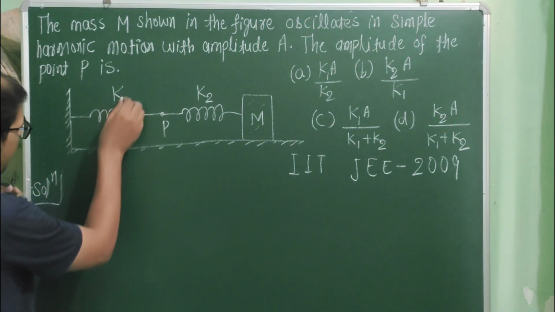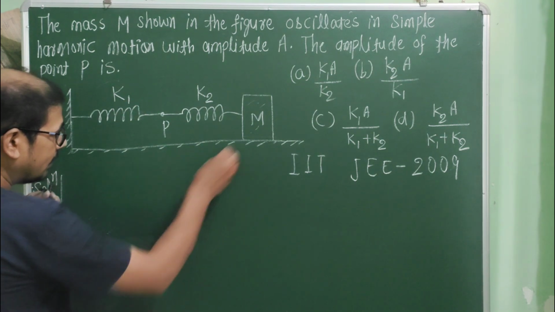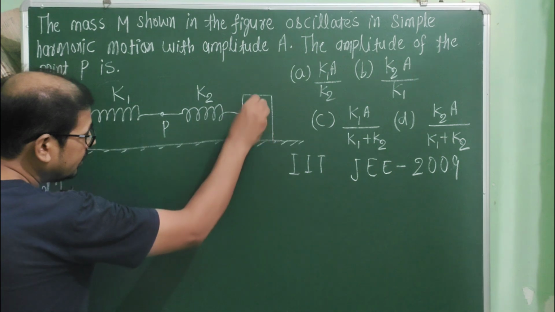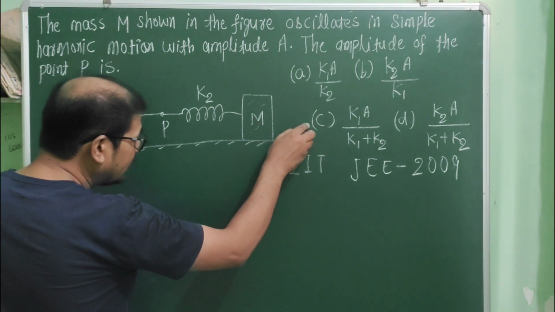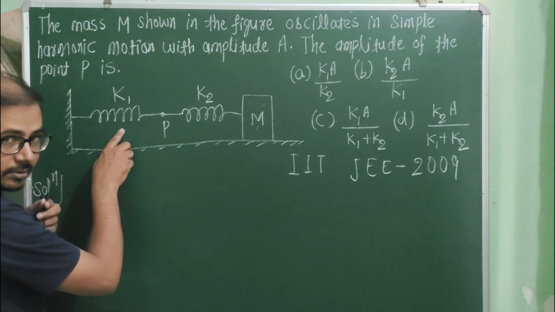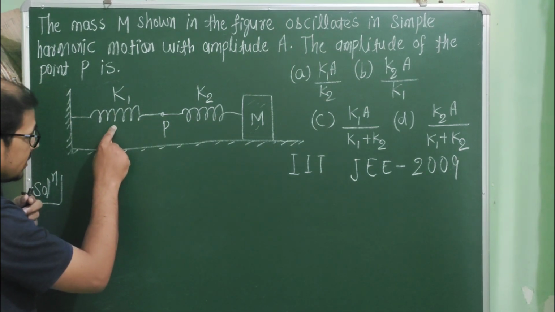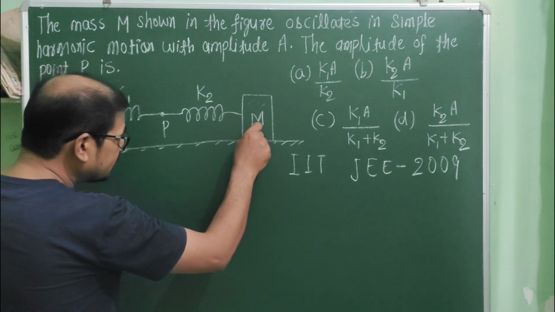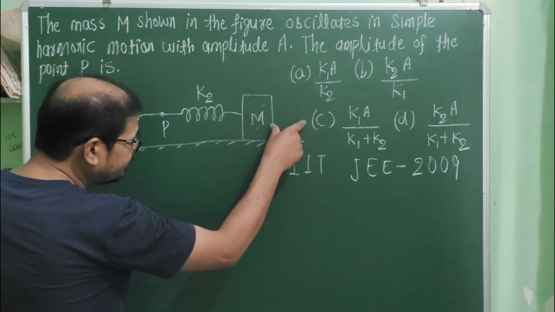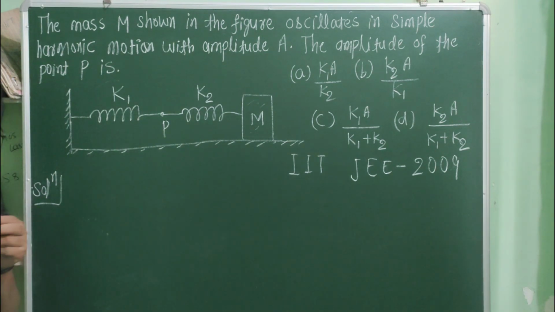This is the point P. We have two springs: this is the first spring and this is the second, and this is capital M. Now, suppose M is displaced by x. Then the elongation in this spring is x2, and the elongation in the spring K1 is x1. Finally, the particle is displaced to here. The value of x is the combination of both elongations, correct?